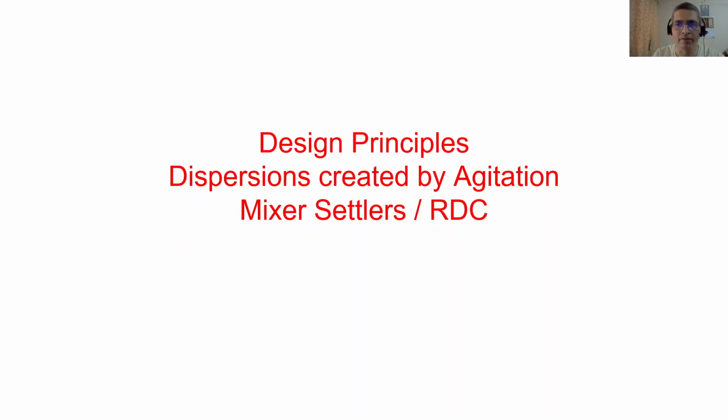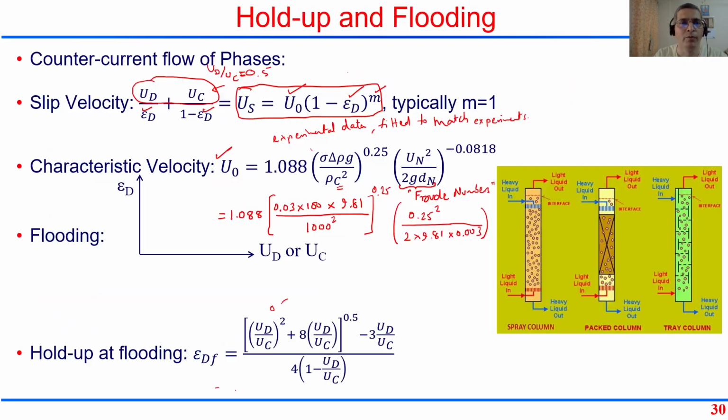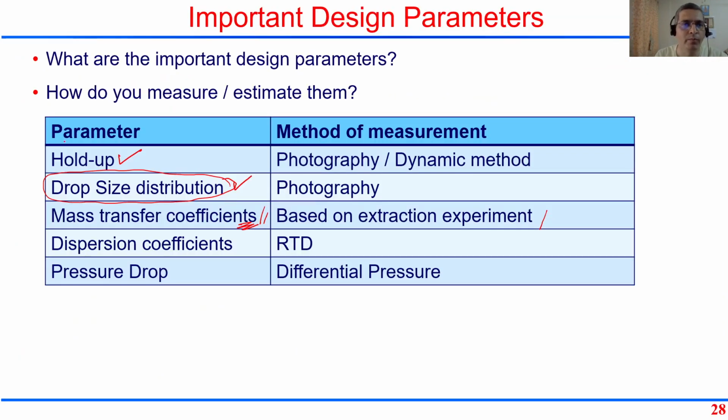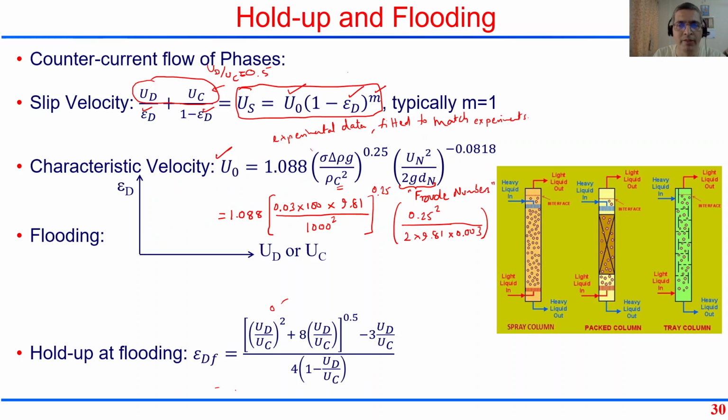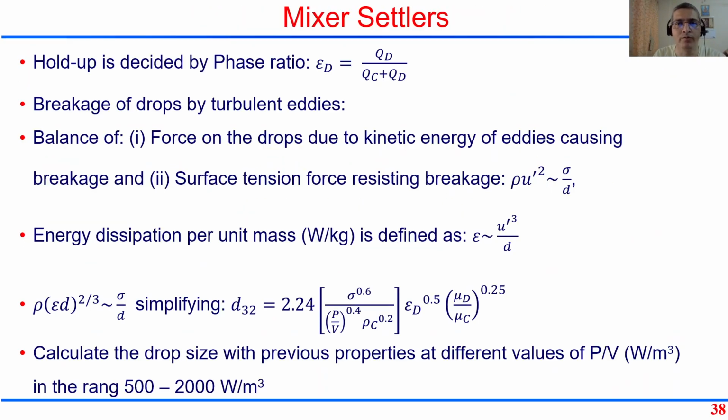Okay, so again, same problem we are going to do, but before we do the actual problem, we will need to estimate all these design parameters. Remember the design parameters that we are talking about? We are talking about hold up, drop size distribution, mass transfer coefficient, dispersion coefficient, pressure drop. Now instead of pressure drop, we will have motor power, agitator power that is required for generating the drops, dispersing the drops of one phase into the other phase.